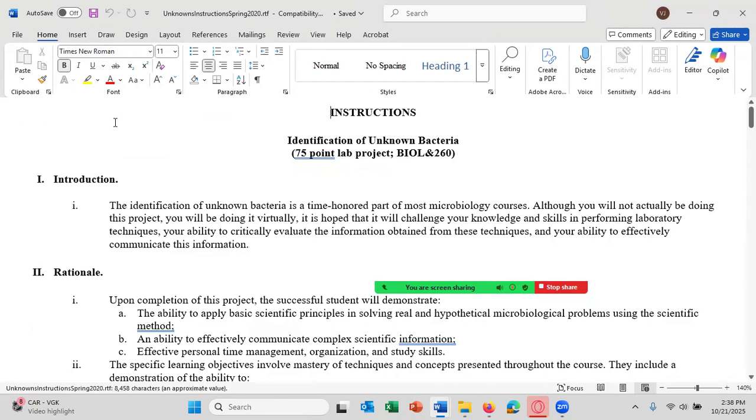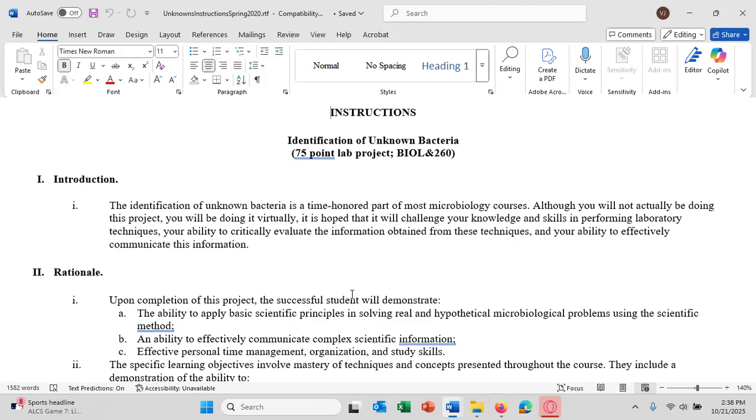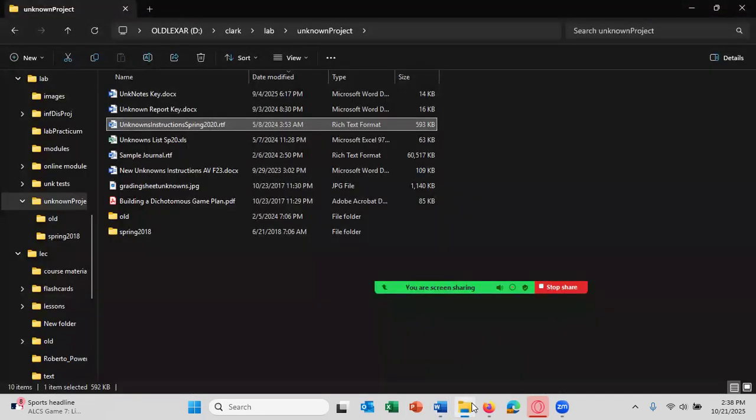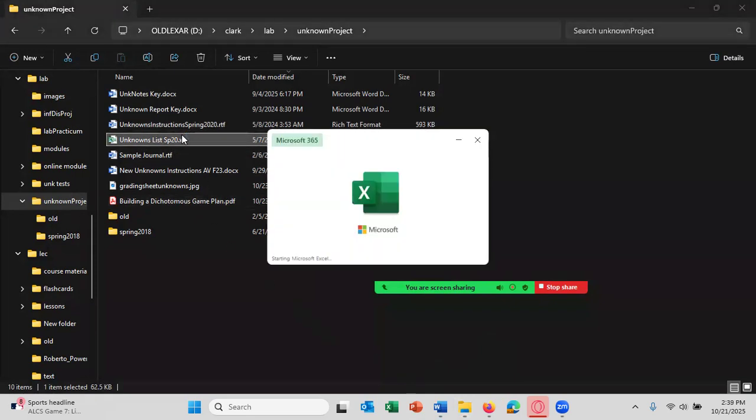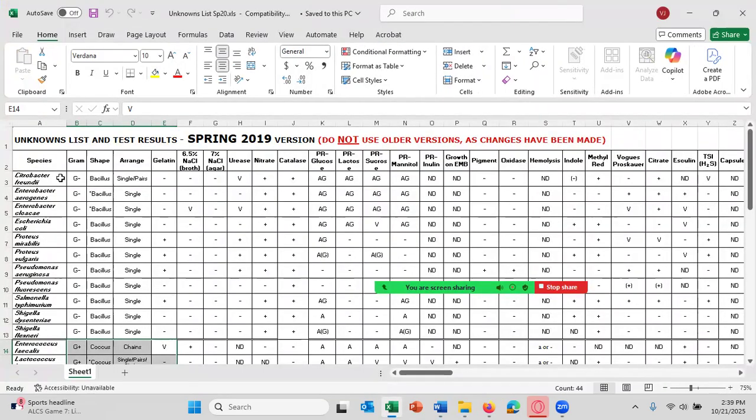All right, the unknown project is a project worth 75 points. It is a lab project. It's following the time-honored part of microbiology courses, although you're not actually going to be doing this project because everything will be done virtually, meaning online. I will give you a number which represents a bacteria species. Let me go ahead and show you the species. So I'll send you a number, and one number will represent each species.